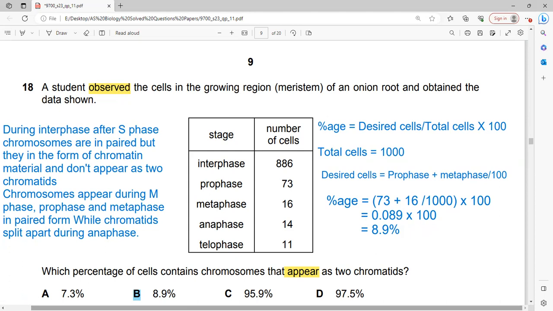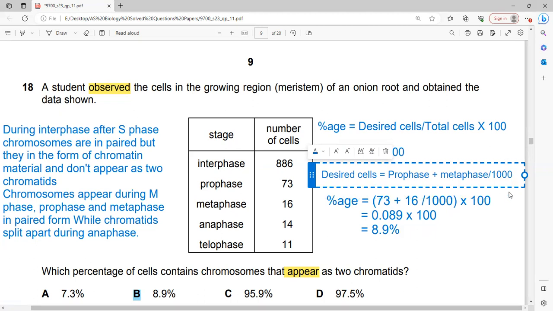So for calculation of the percentage, it is the desired cells divided by the total number of cells multiplied by 100. Now, what is the total number of cells? When we add them all together, 886, 73, 16, 14, and 11, that is equal to 1,000 cells. Now, the desired cells are prophase plus metaphase, divided by 1,000 and multiplied by 100.